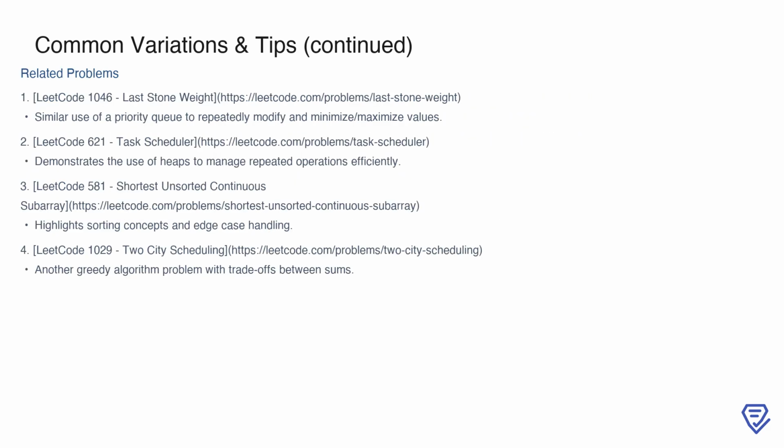This problem is closely related to a few other LeetCode problems, which can help reinforce the underlying concepts. For example, LeetCode 1046, Last Stone Weight, also uses a priority queue to repeatedly modify values for optimization, a very similar approach. LeetCode 621, Task Scheduler, highlights the use of heaps to manage repetitive operations efficiently, which is another useful technique to practice. LeetCode 581, Shortest Unsorted Continuous Subarray, emphasizes sorting and handling edge cases, while LeetCode 1029, Two-City Scheduling, involves a greedy algorithm to carefully balance trade-offs in a sum. Exploring these problems can deepen your understanding of the patterns and strategies involved.